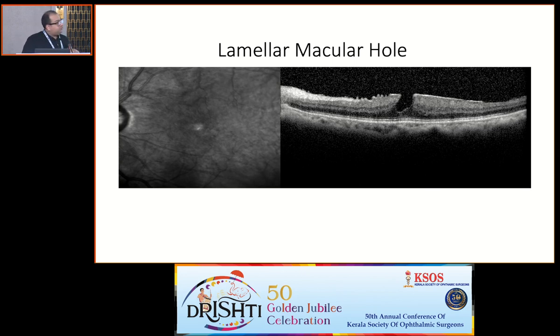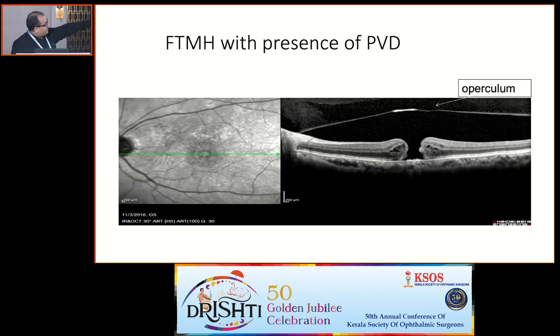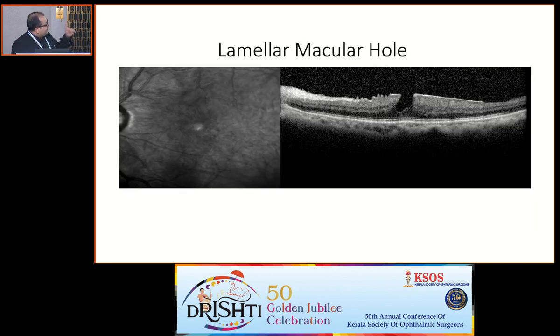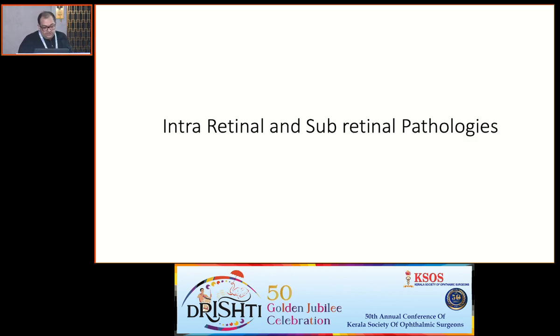And the difference between the two happens to be that if you look in the full thickness macular hole, there is a total absence of retinal layers in the center. Whereas in a lamellar macular hole, it is only the inner retinal layers which are involved. If you look beyond in the subfoveal look, in the lower part of your scan, you can see the intact external limiting membrane, the RPE, the interdigitation zone, and that entire complex is intact. So the visual acuity won't be as affected as you would see in a full thickness macular hole.